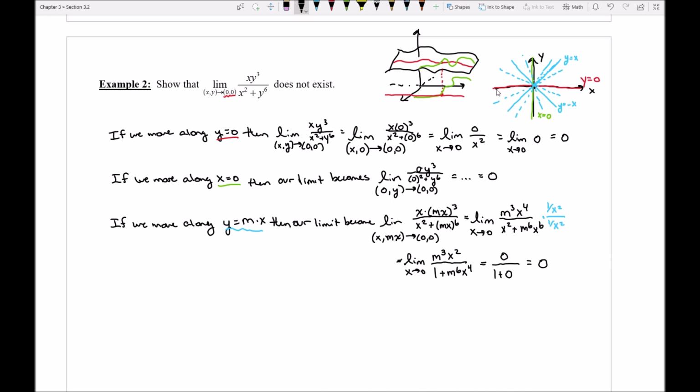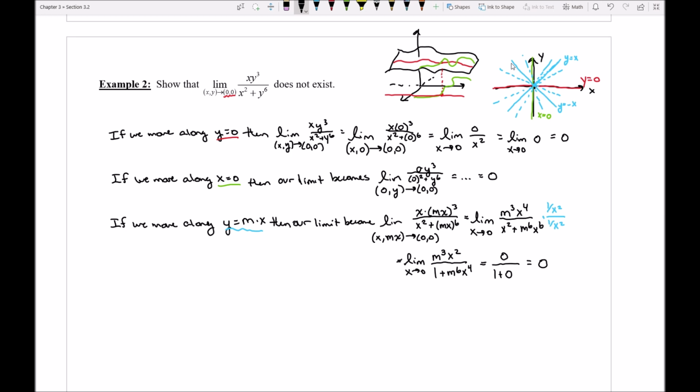Well, close, but not quite. Remember that I have to consider all possible functions that could lead me to 0, 0. So there's lots of functions here that I left out. Functions like y equals x squared, or y equals x to the third, or y equals x to the fourth, or y equals x to the fifth. All of those are other paths that I could also use.